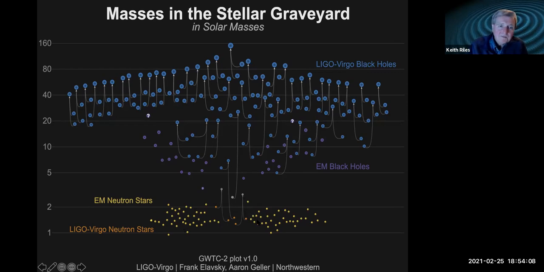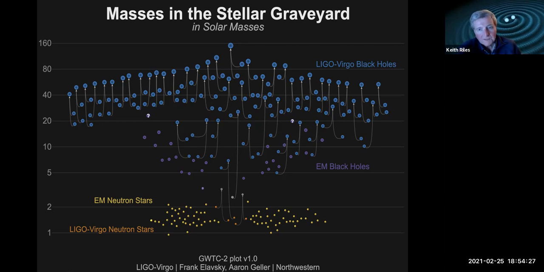Down here are electromagnetic measurements of neutron stars, basically pulsars in our own galaxy, for which you can measure the mass pretty precisely if they're in binary systems. These purple measurements are electromagnetic measurements of black holes in our galaxy based on systems that have some relatively ordinary star going around them, and there's an accretion disk around the black hole, and you infer that it's a black hole, and you infer its mass from the binary properties that you can measure.